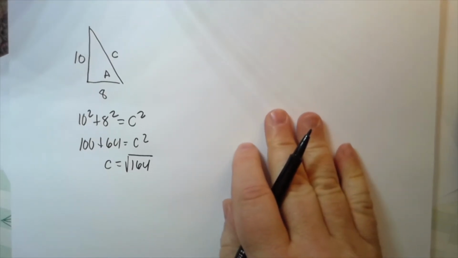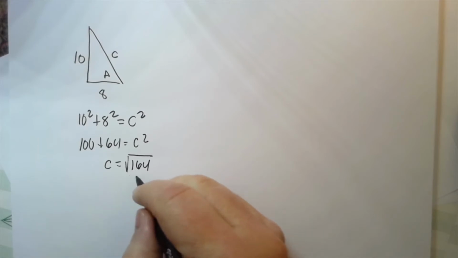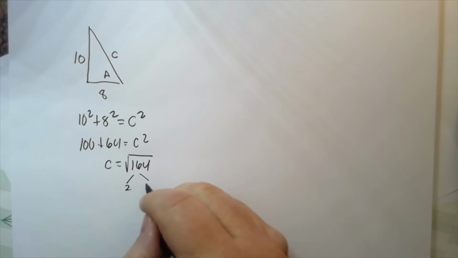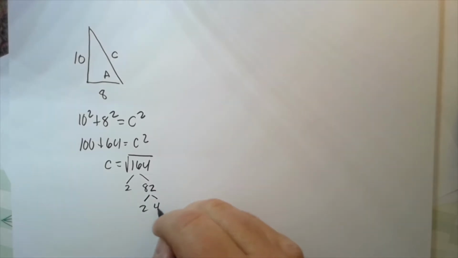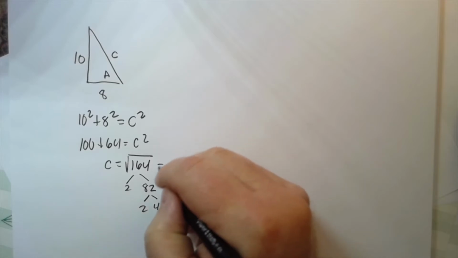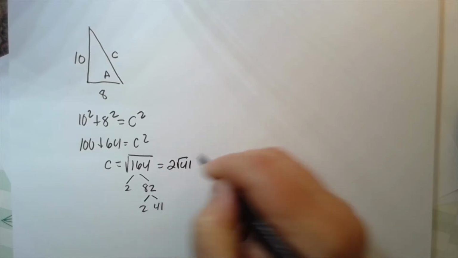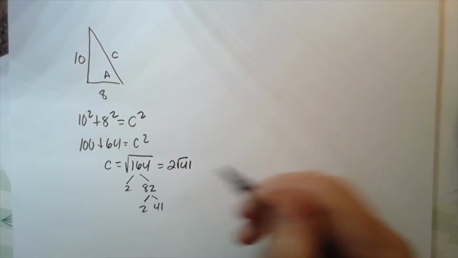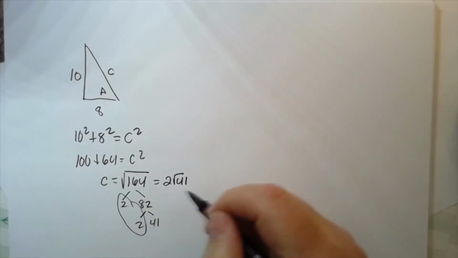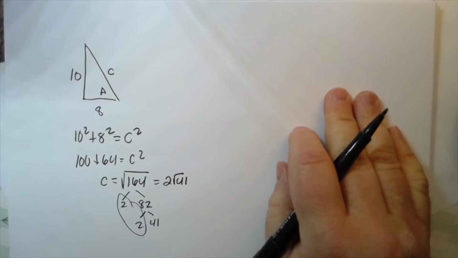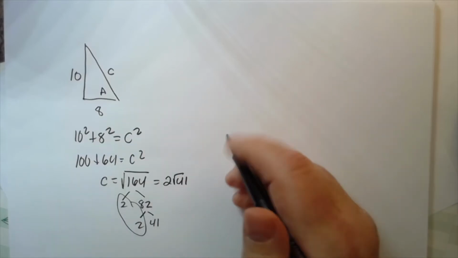Now, can we simplify that? Probably. Let's just do it as best we can. So let's see, 2 would go into that 80 2 times, 2 would go into that 41 times. So this looks like it's going to be 2 square root of 41. A little prime factorization so that we can figure out the square root, because for every 2 of these, we can pull one out. Alright, so we have our 3 values.